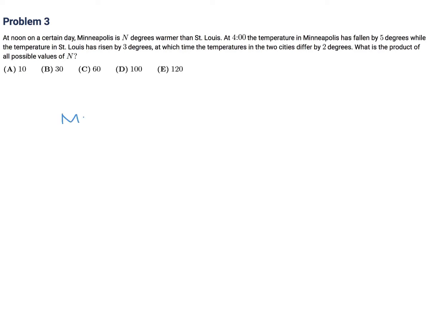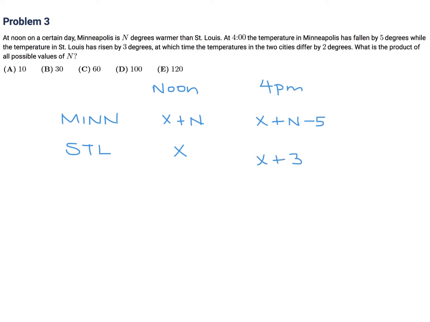So we have Minneapolis, and we have St. Louis, and at noon we don't know the temperature, so I'll just call it x. So it's x plus n for Minneapolis, where St. Louis is at just x. And then at 4 p.m., it's 5 degrees less, so x plus n minus 5, and this is 3 degrees more. And then they're saying that the temperatures, if you were to compare them, differ by 2.